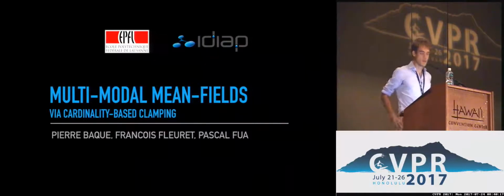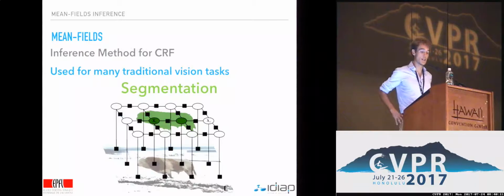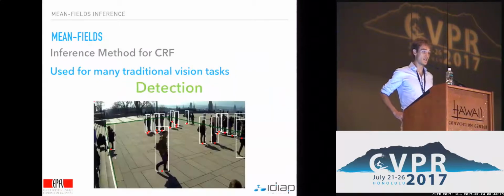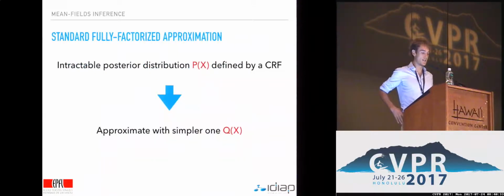Hello everyone. So I'm going to present a way to fix a well-known weakness of the mean field inference method for approximating multimodal posteriors. Mean field is a variational inference technique used to solve large conditional random fields. Its usual applications in our field range from semantic segmentation to multi-camera people detection.